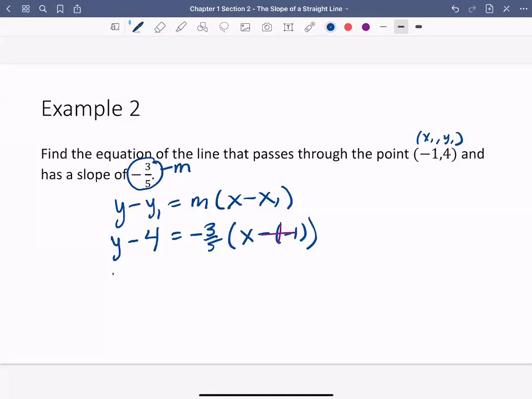So we have y minus 4 equal to, and what I'm going to do is distribute this. I guess I didn't really need to do this here. You could probably have kept it just as what it was, probably a little bit easier. And then I'm going to distribute that in there. So -3/5 times x is -3/5 x. But now I have -3/5 times, it's not -1, it's +1 here. So that's where the positive comes in handy. So I have -3/5 times +1, which is -3/5.